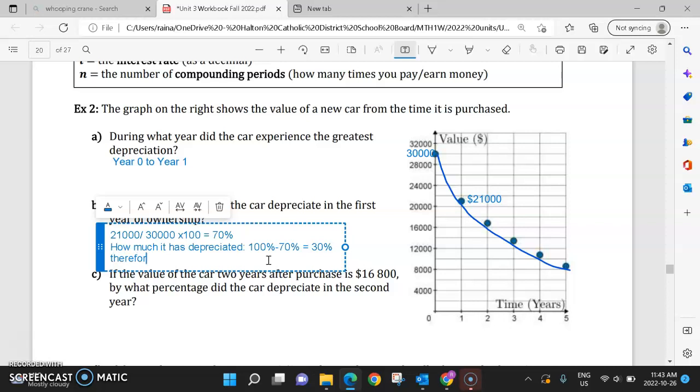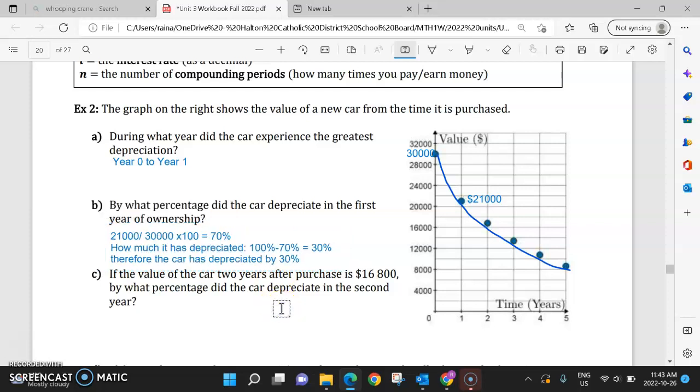Therefore, the car has depreciated by 30%, okay? If this doesn't make sense, think about it again. This value here has dropped down to 21,000, and that is 70% of its original value, which means it's dropped or depreciated by 30%. It's gone down by 30%.